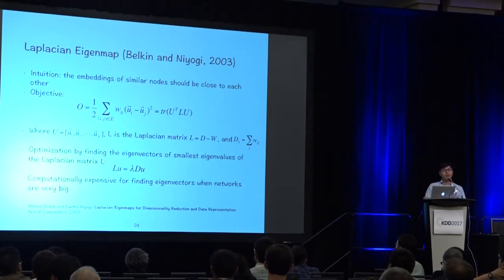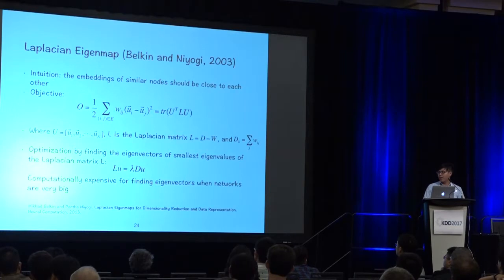However, in practice, finding the eigenvectors is usually very computationally expensive, and this makes it infeasible when the networks become very large. So this is Laplacian eigenmaps.